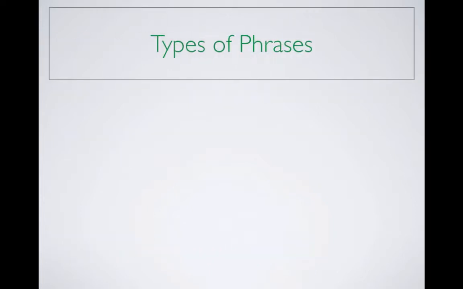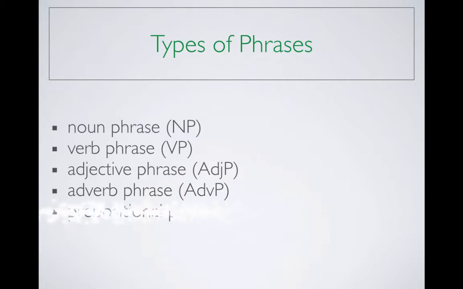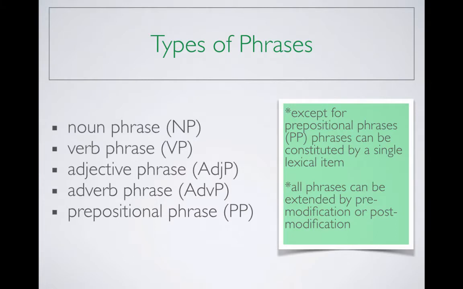So we have different types of phrases: the noun phrase, the verb phrase, the adjective phrase, the adverb phrase, and the prepositional phrase. Out of all these phrases, the prepositional phrase is the exception, because all of them except the prepositional phrase can be constituted by a single lexical item that is called the head. And all phrases can be extended by pre-modification or post-modification.